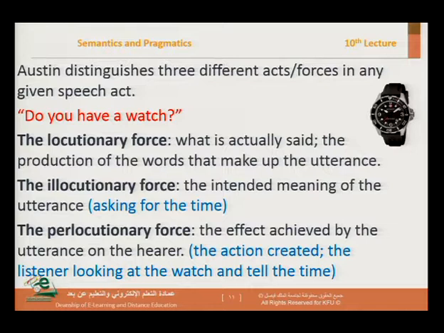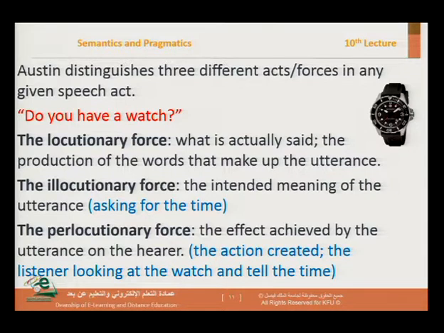Okay, so Austin here gives us 3 different forces that happen in every speech act. He said there is the locutionary force, okay? The other one is the illocutionary force, and the third one is the perlocutionary force. What's the difference between these 3? The locutionary force is basically what is actually said, the production of the words that make up the utterance.